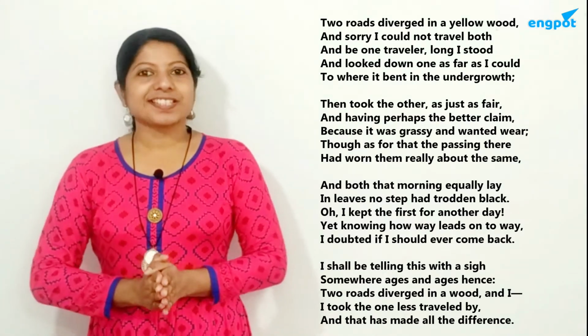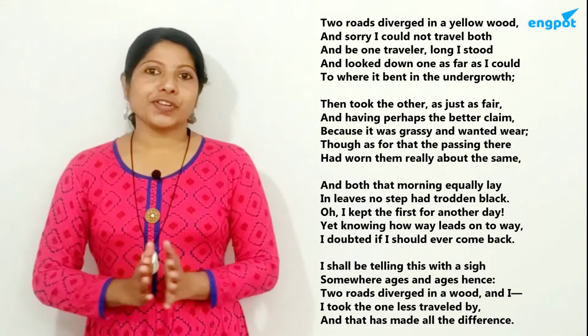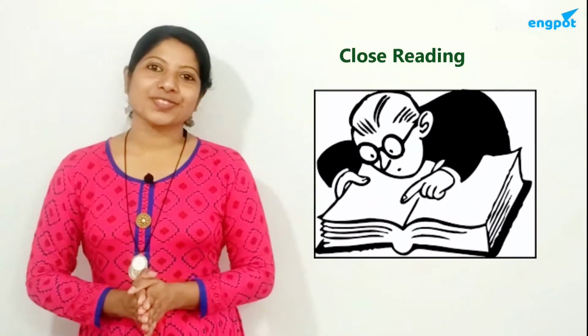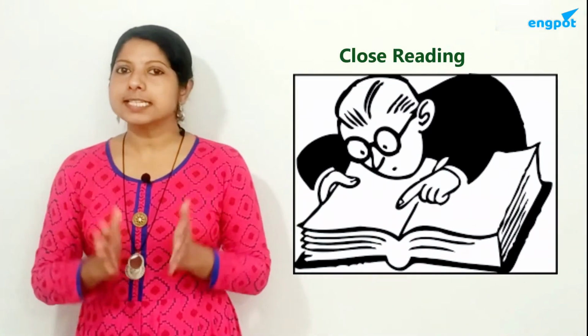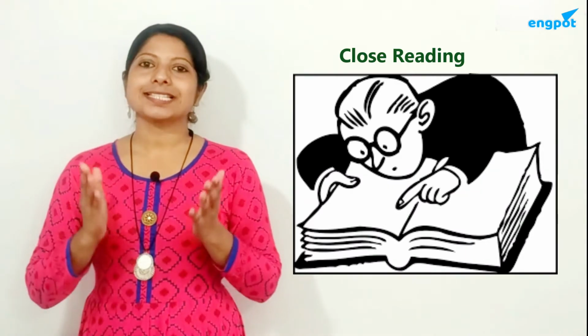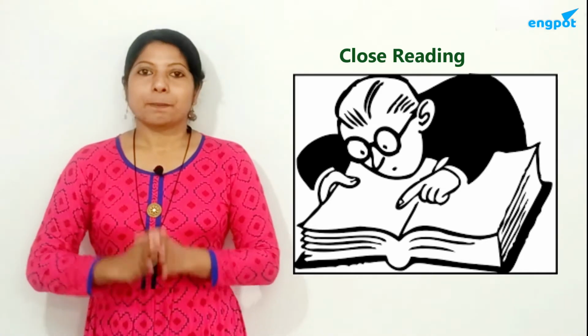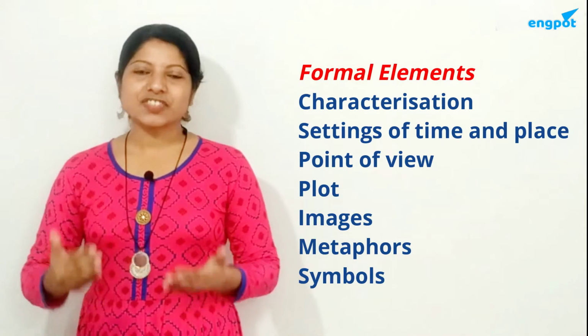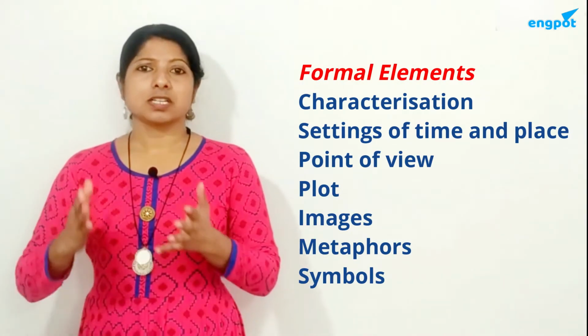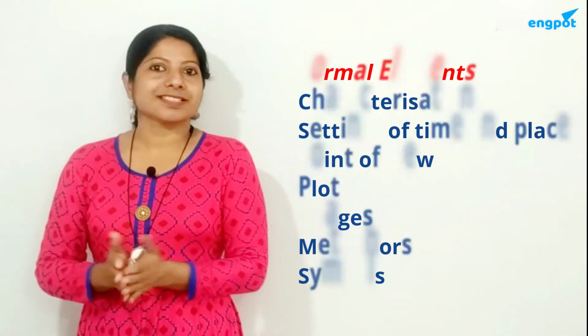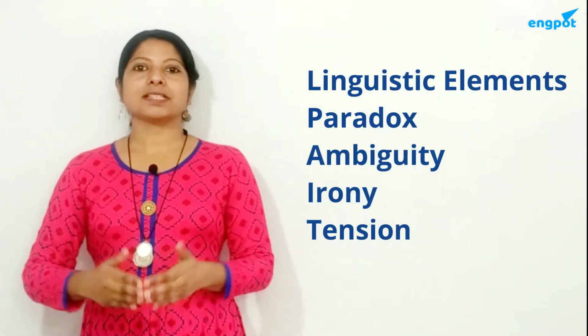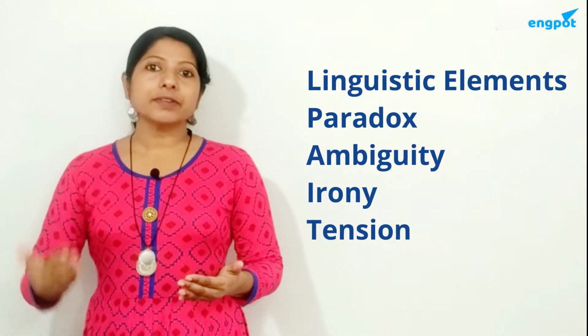Because the new critics ignored the writers, they ignored the readers, they ignored the social context, because they emphasized on close reading. Now, what is close reading? Of course, it is carefully analyzing a text by focusing on its syntax, its structure, figures of speech, and so on. And the new critics examine both the formal elements as well as the linguistic elements in a text while interpreting it. Now, what are the formal elements? Of course, they are characterization, settings of time and place, plot, points of view, images, metaphors, symbols. And when it comes to linguistic elements, they are paradoxes, ambiguity, ironies, tension.